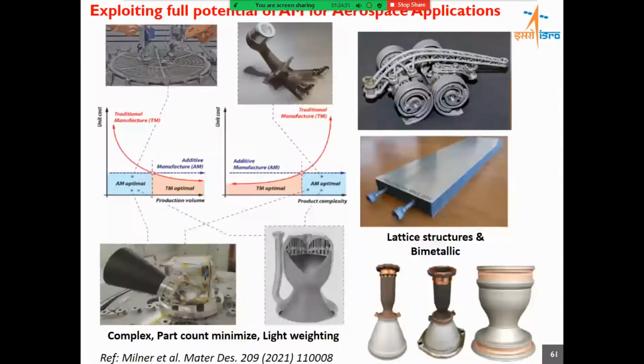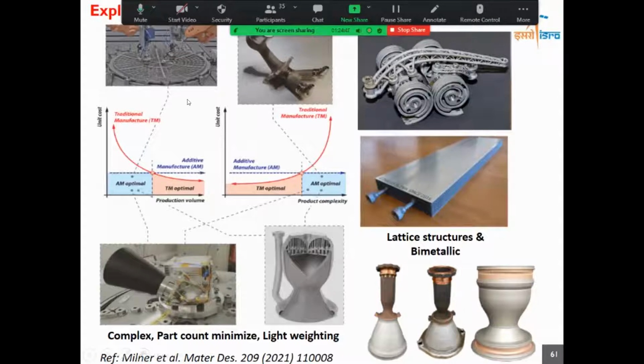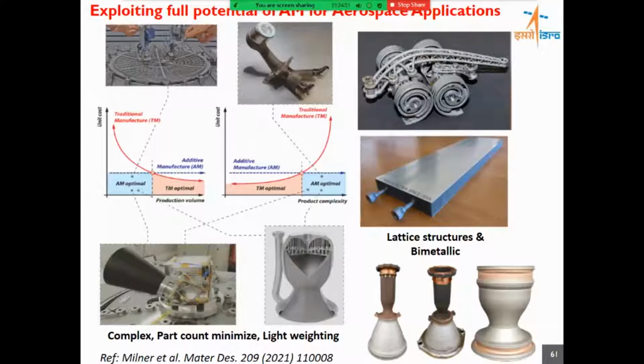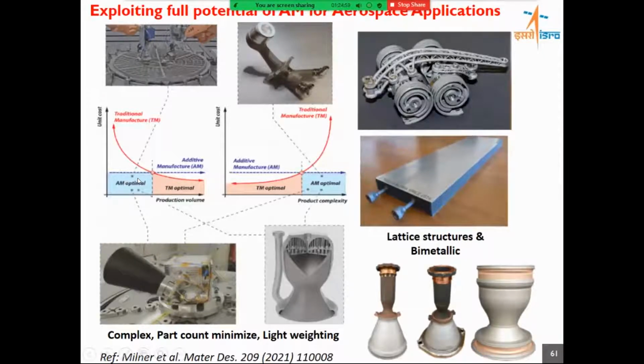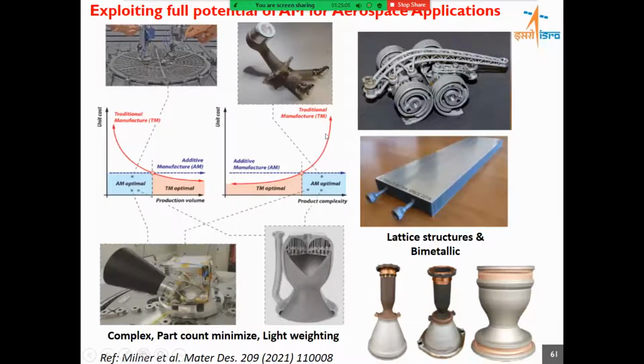So, exploiting the full potential of AM for aerospace applications, these are some examples of what has been done by ESA and NASA. If you compare the traditional and additive manufacturing routes, here is a very complex part, and you are trying to print this through wire arc additive. Here again you can see some robots, and you are able to get very high cost savings. And this again is that LEAP fuel engine nozzle, wherein they could integrate 15 components into a single part.